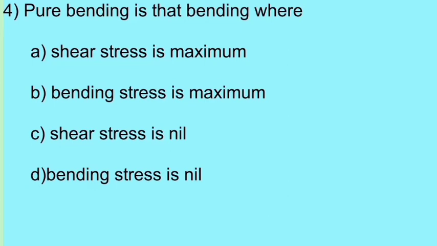We can calculate bending stress sigma is equal to 32M divided by pi D cube, where M is the bending moment and capital D is the diameter of the shaft. So sigma is equal to 32M divided by pi D cube. Pure bending is that bending where shear stress is nil. Option C is the answer.